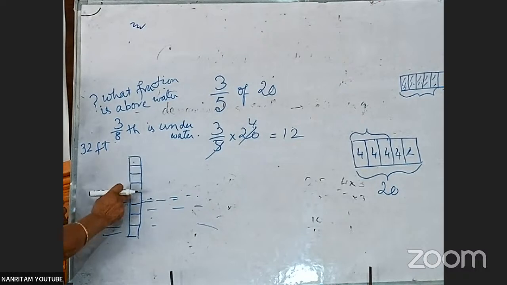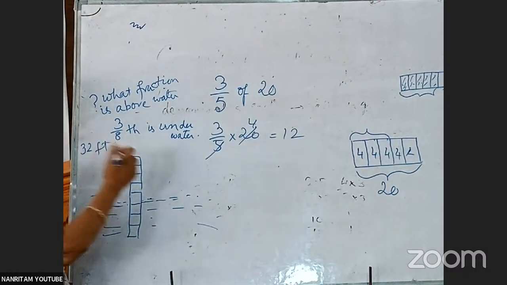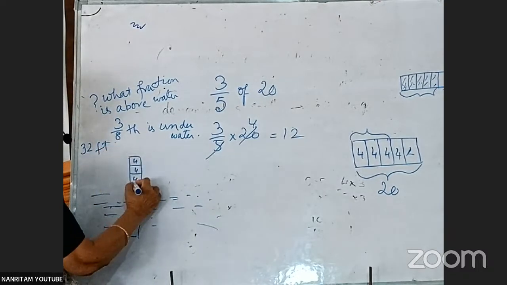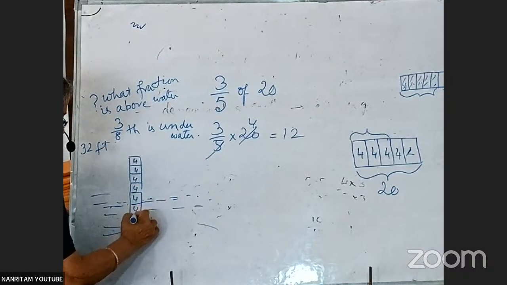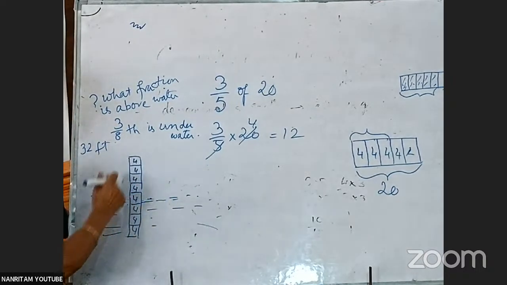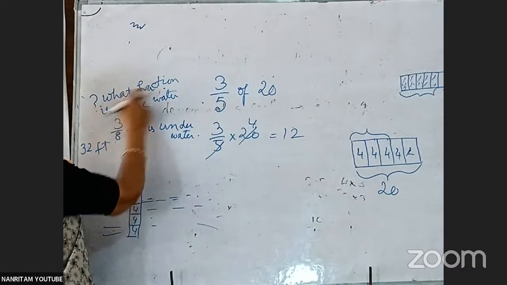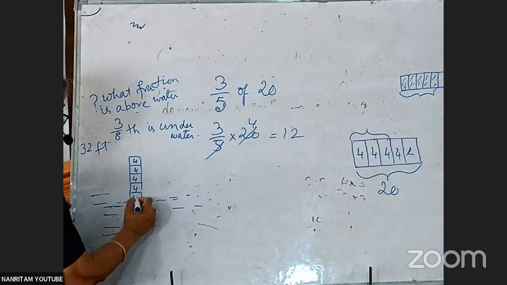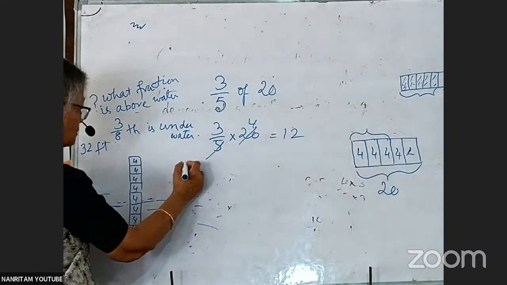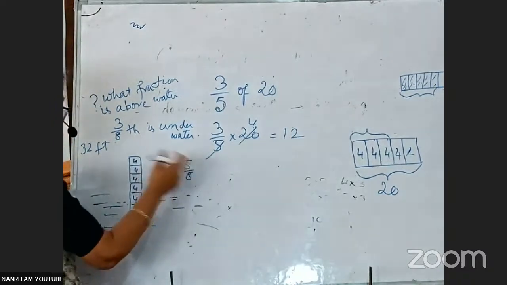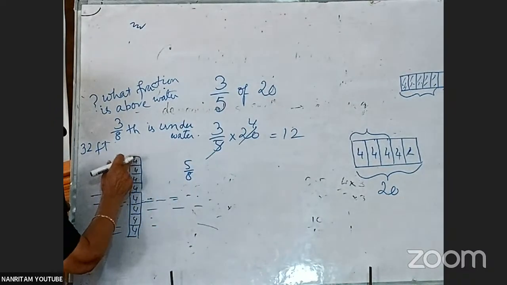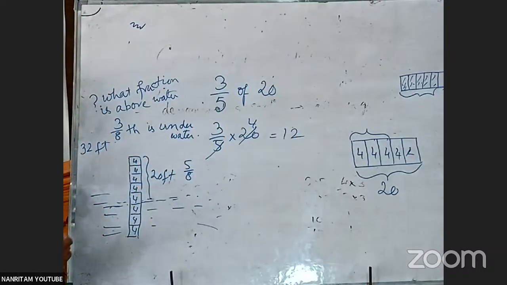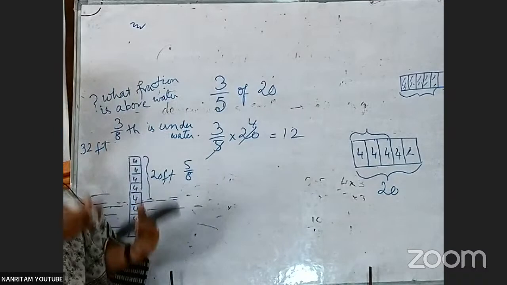So each one is 4 feet, because of equal division. What did you ask? Fraction above water. 1, 2, 3, 4, 5 portions are above water. What is it then? 1, 2, 3, 4, 5. 20 feet is above water.